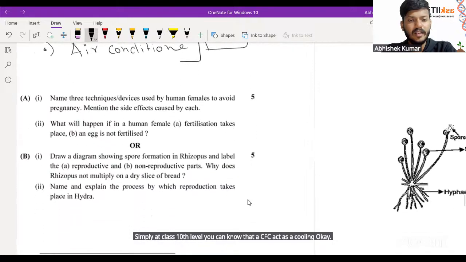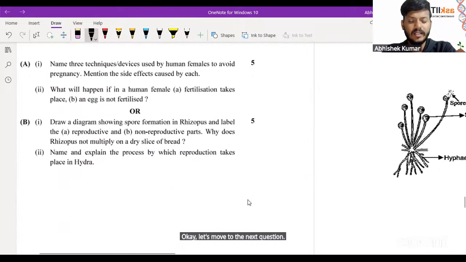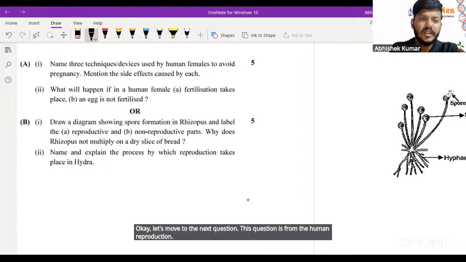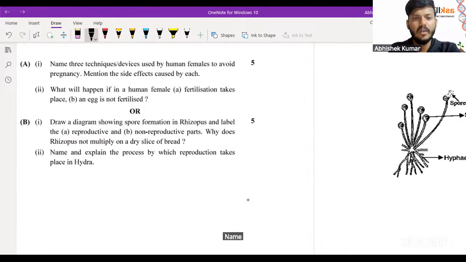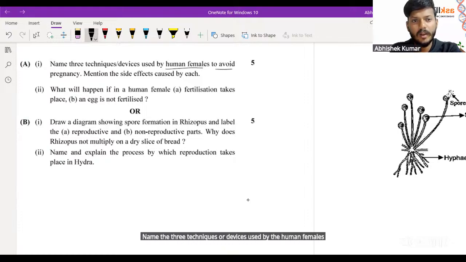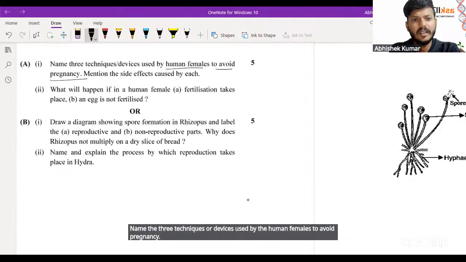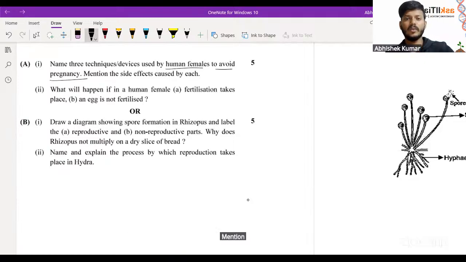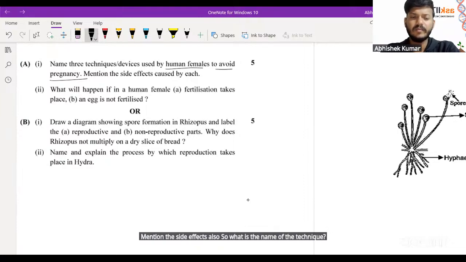Okay, let's move to the next question. This question is from human reproduction. Name three techniques or devices used by human females to avoid pregnancy. Mention the side effects also. So what is the name of the technique by which we can avoid pregnancy?